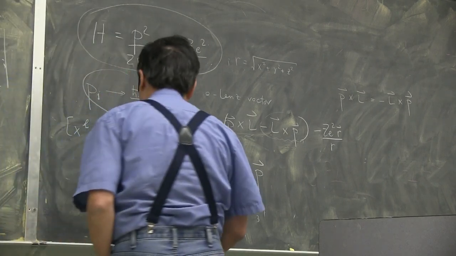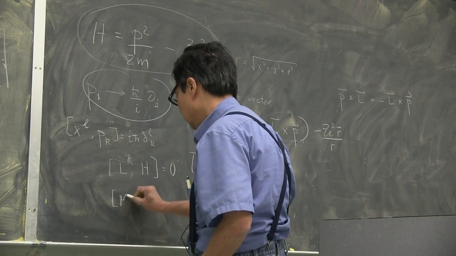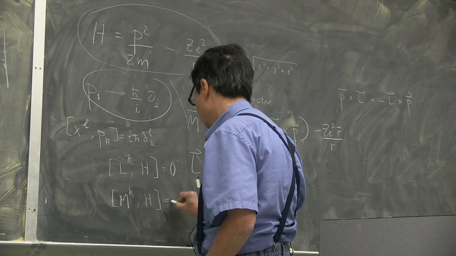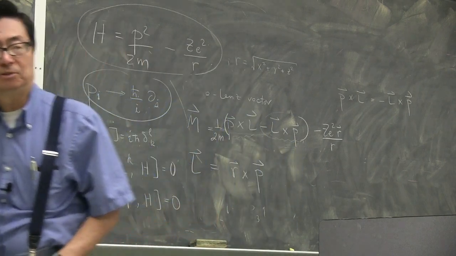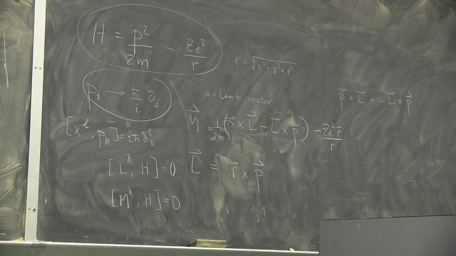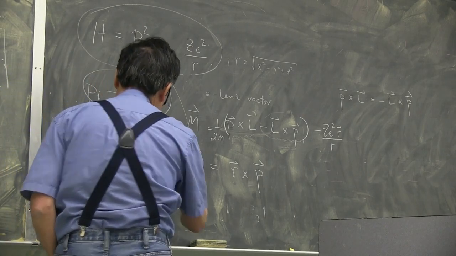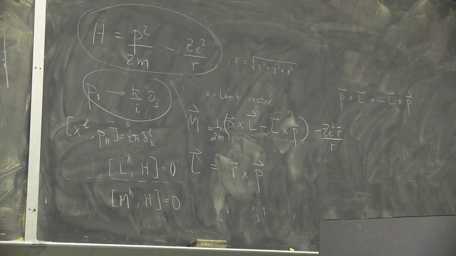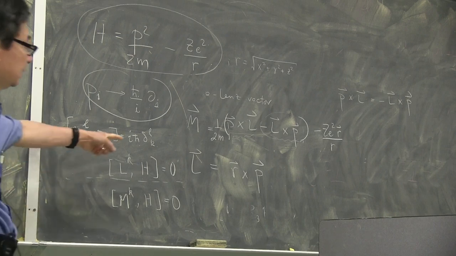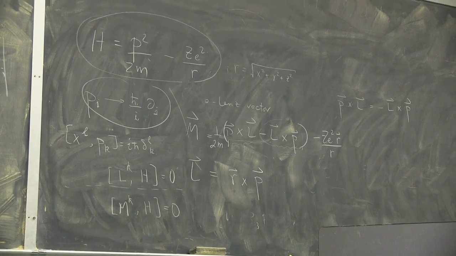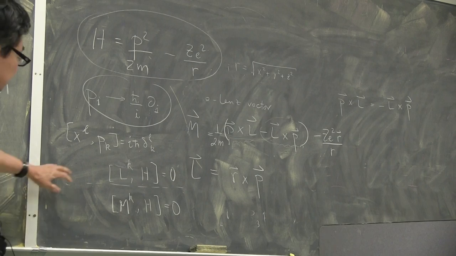Now, I'm here to tell you that M_k, the different components of M, the Runge-Lenz vector as defined by this equation here, also commute with H. I'm going to ask you to work these out as exercises, both this and this.